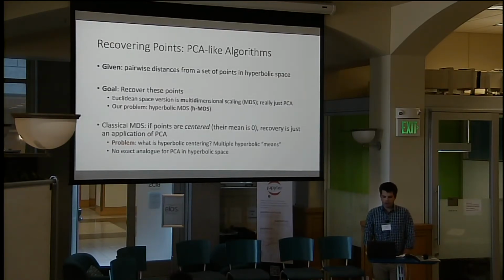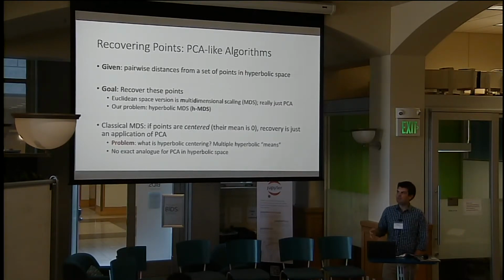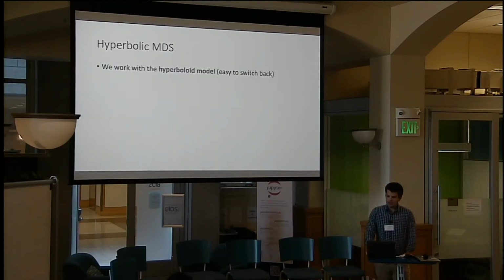It gets slightly more complicated if you're doing this in hyperbolic space because it's not clear what it means for points to have a mean. Hyperbolic space doesn't have a simple thing where you can just add the coordinates and divide and have a nice mean like that. There are different means. So we have to figure that part out. And then we have to figure out what to do about the fact that there's no clear definition for PCA. Turns out you can do it, though.